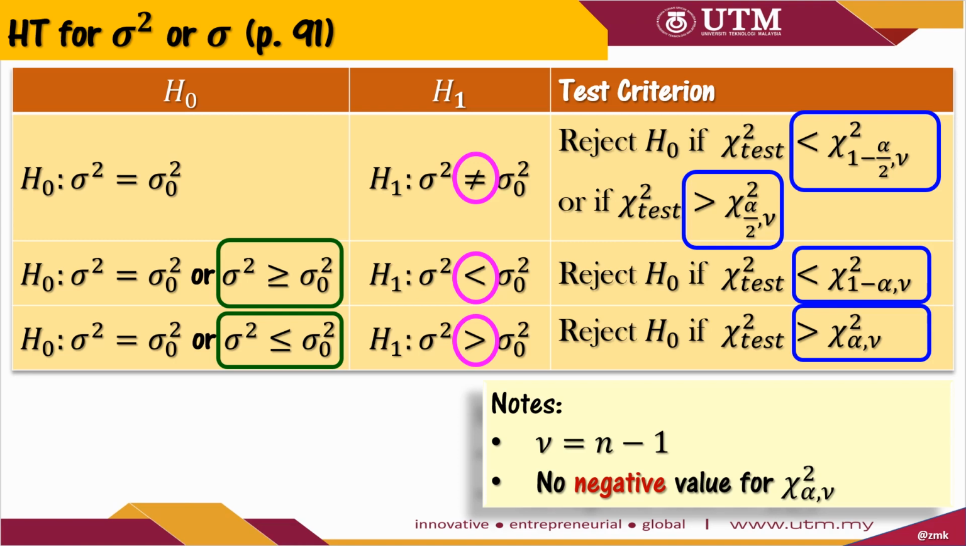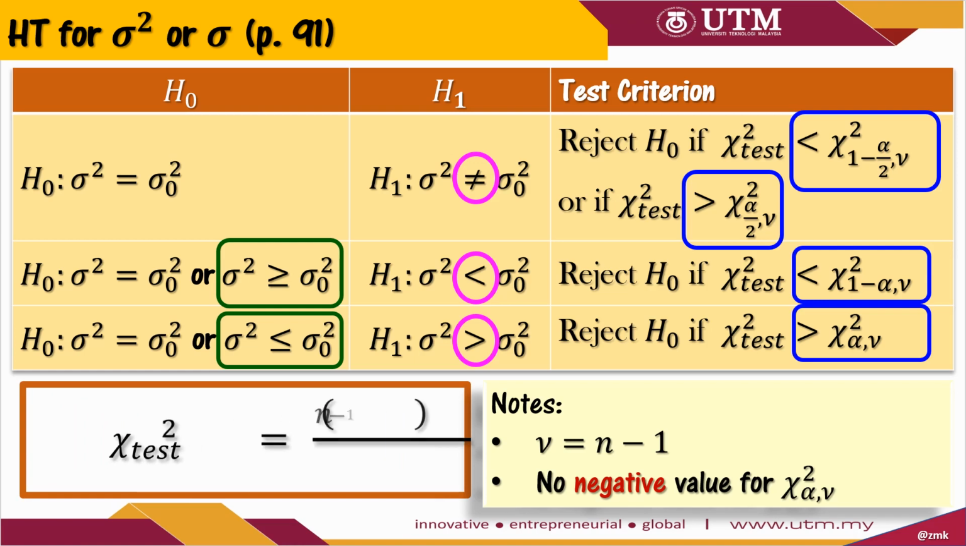What is the chi-square test statistic that you have to calculate? The answer is the chi-square test is defined as the sample size n minus 1 multiplied by the sample variance s squared divided by the hypothetical value of population variance under H0, that is sigma naught squared. This formula is available in the statistical table booklet, page 3.